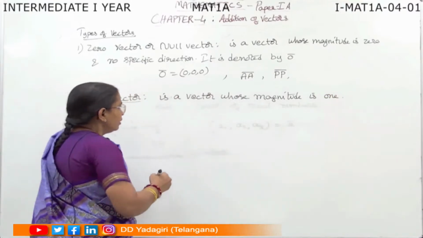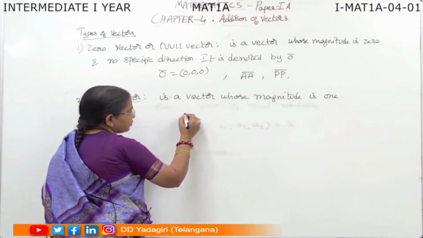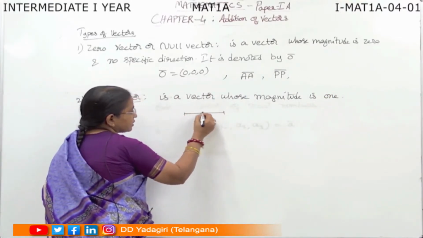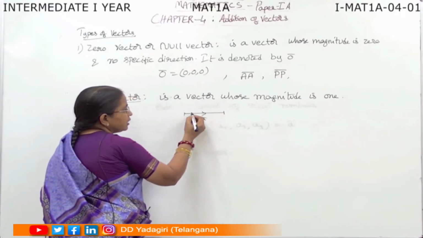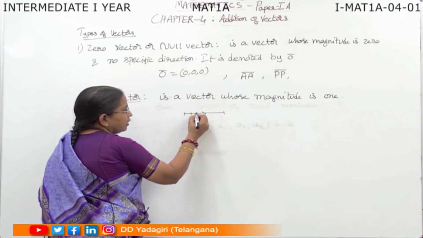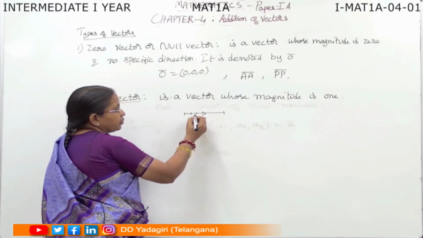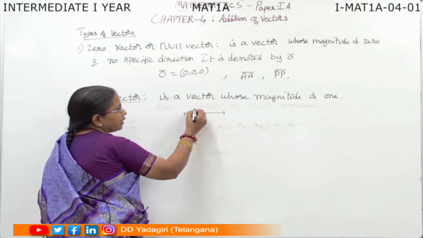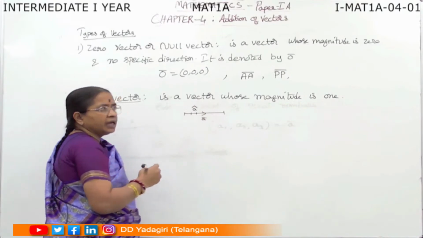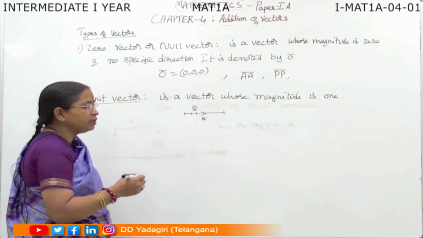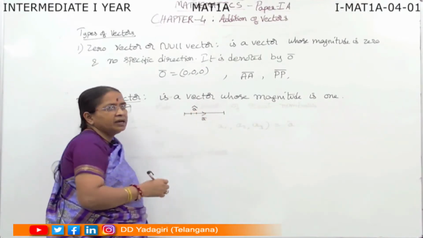Now, suppose A is a vector like this. Now consider a vector whose length is just 1 unit. So this is the unit vector and it is denoted by A cap. The unit vector in the direction of A is denoted by A cap.